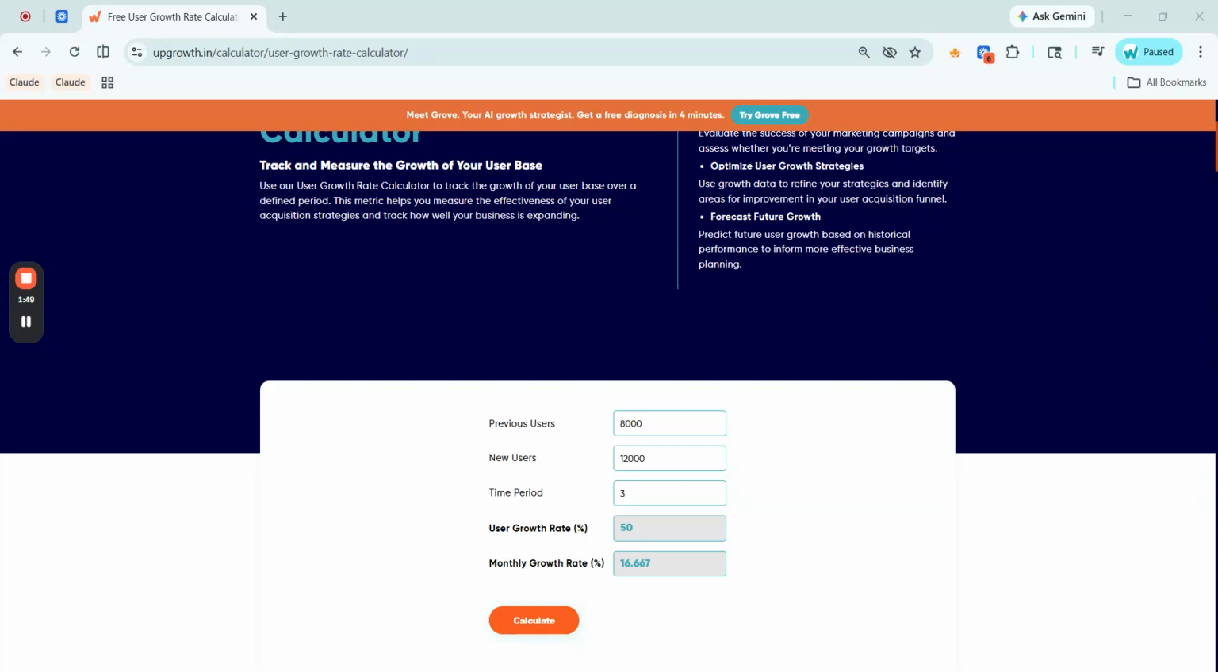A raw user count tells you where you are, a growth rate tells you how fast you are moving and whether that speed is increasing or decreasing. For any product, app, or platform, monthly user growth rate is one of the first things investors and leadership look at. It also helps you evaluate whether a specific campaign or product change actually moved the needle. So if growth was at 8% per month before a referral program and 16% after, you have a clear signal that the program is working.